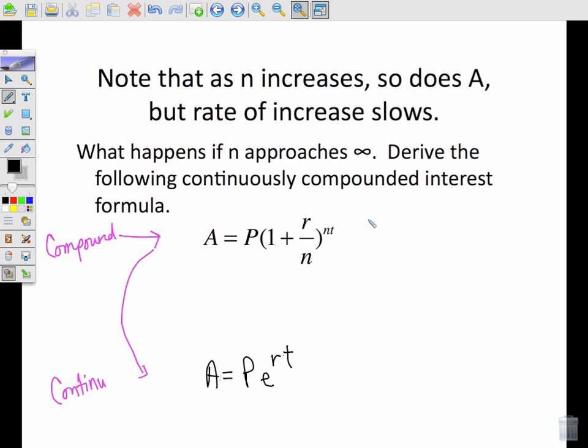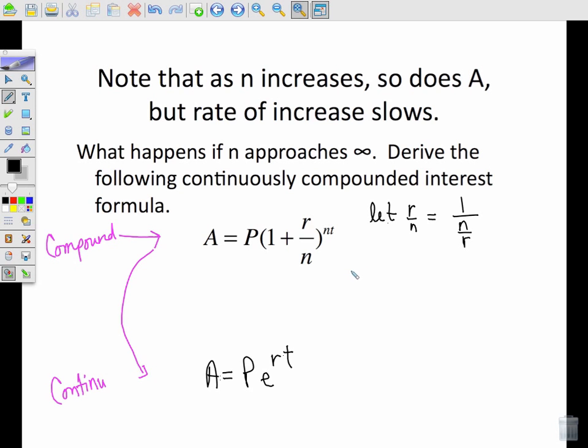Now, the first thing that we want to do is we want to let R over N be equal to 1 over its reciprocal, so N over R. So those are exactly the same. There's no difference between those two other than how it's written, because when you divide by this fraction, it really is then multiplying by the reciprocal. So let's see what that gives us.